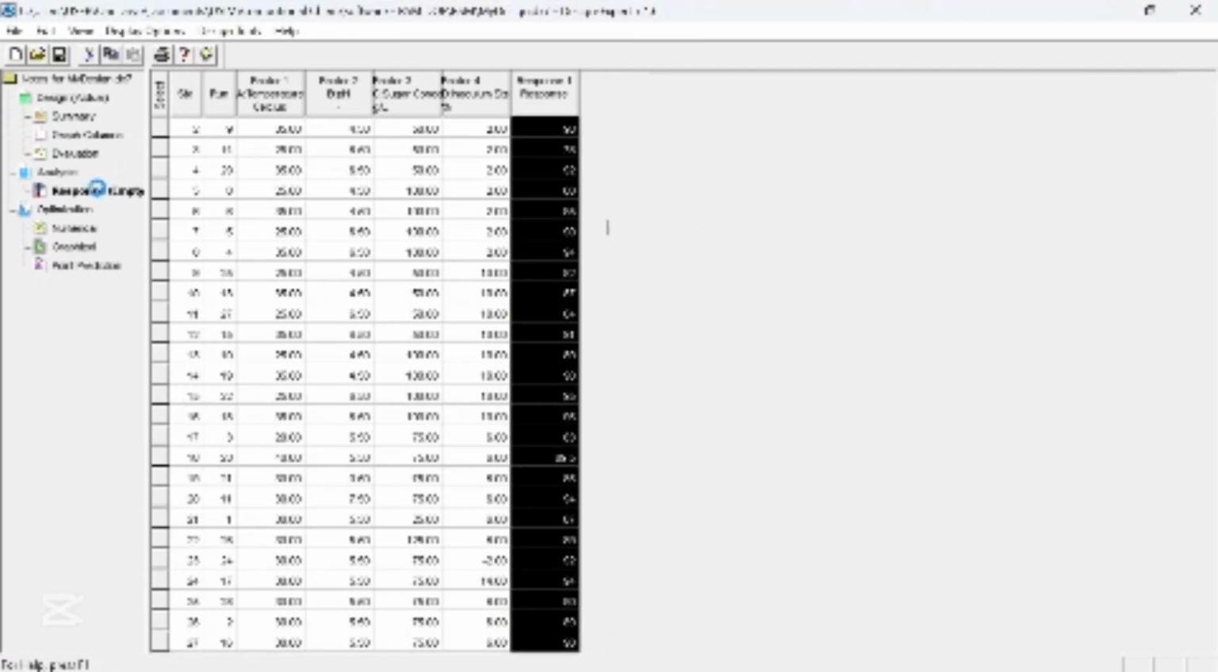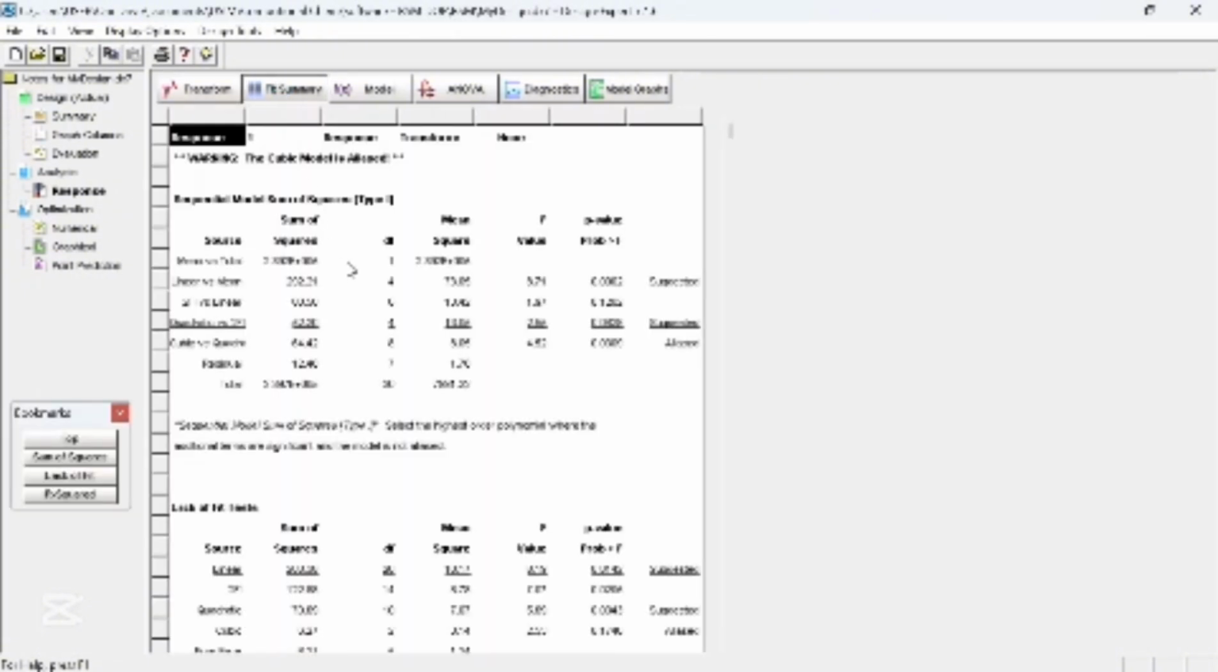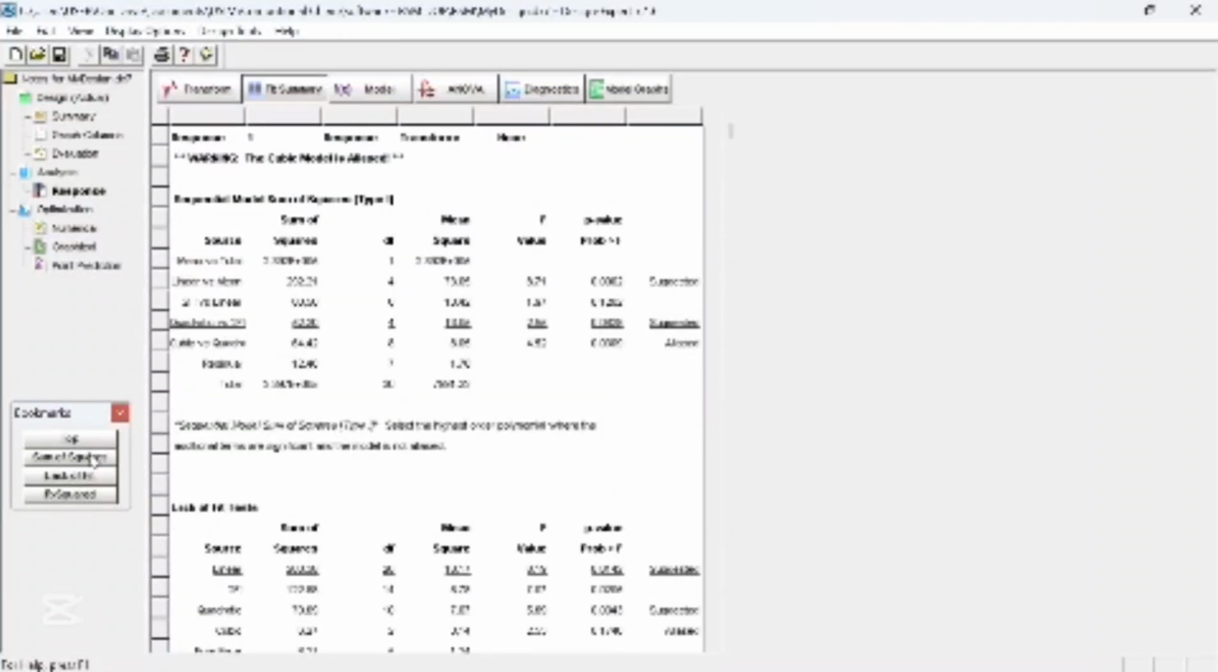And then we go to the response analysis, including fit summary, model, ANOVA, diagnostic and model graph. The fit summary is a summary of the sequential sum of squares, lack of fit and R square.